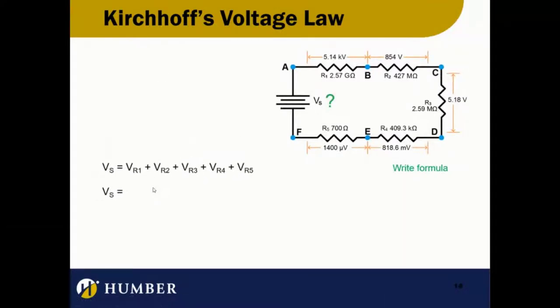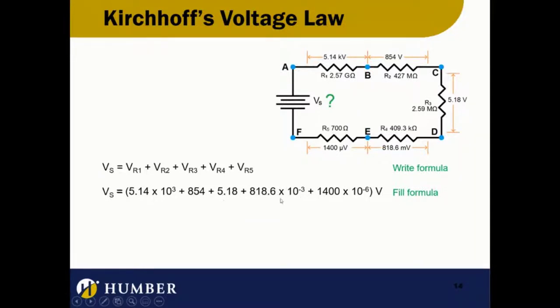I'm going to write down the formula, then I'm going to simply fill the formula in, but it's maybe not so simple because I need to put this in volts, volts, volts. I have to get rid of this metric prefix, that metric prefix, and this one, and leave them all with the base unit volts, but I have to use engineering notation. To do that, I just methodically look at each one, and I know the first one is going to be 5.14 times 10 to the 3, and then I write it down. Now, look at what I did here. By the way, this is 1400, and this micro is times 10 to the negative 6.